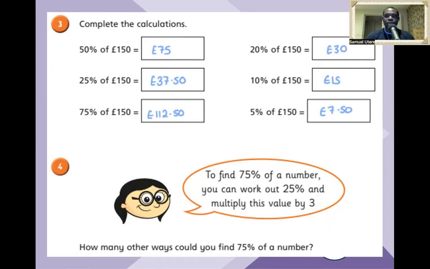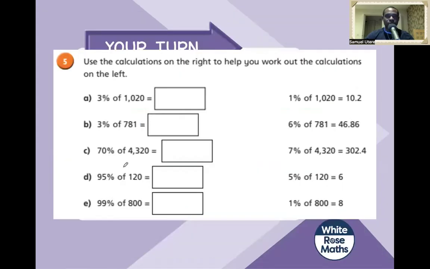And then these are the answers for the other ones. Here, to find 75% of a number, you can work out 25% and multiply this value by 3. That's exactly what we said. How many other ways could you find 75% of a number? Well, we could find 75% by adding these two. Have you noticed that? So 50% add 25% will give us 75%.